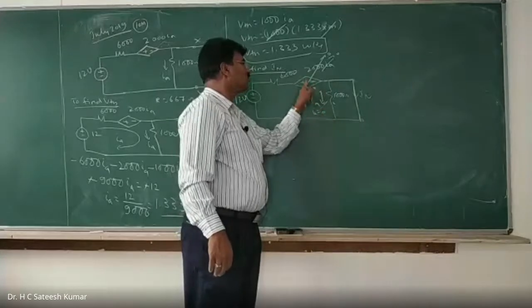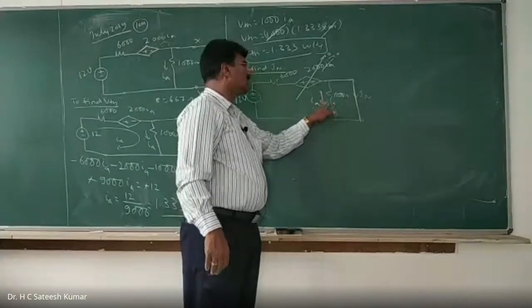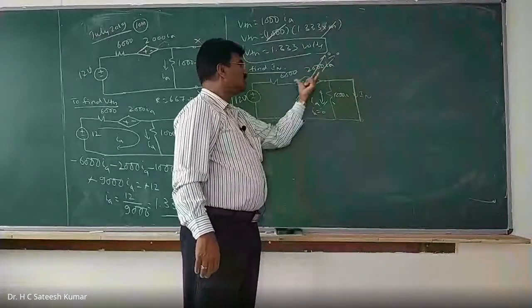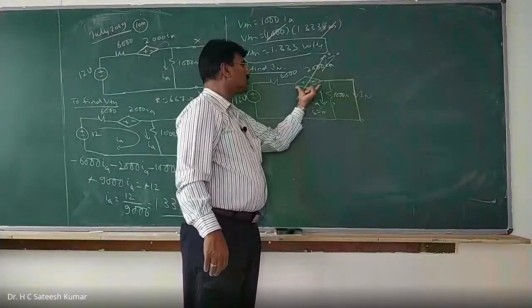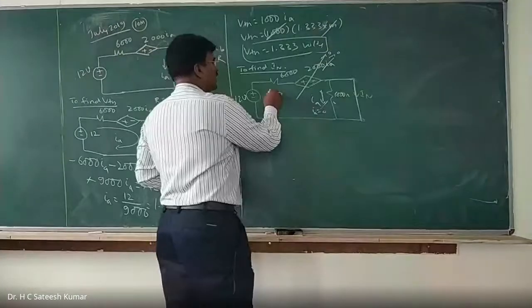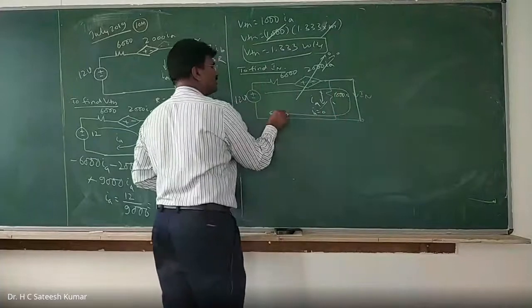And this is a source which is depending upon this current. But this current is 0, which means IA becomes 0, and therefore this voltage source becomes 0. Voltage source becomes 0 means it becomes short circuited. Now you write down the current IN.